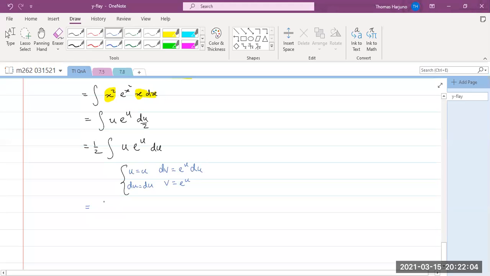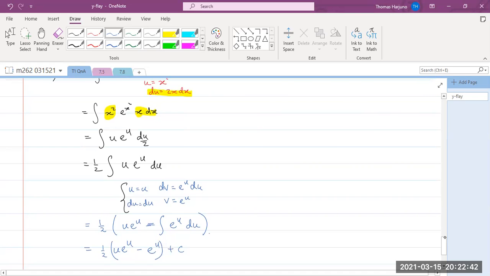Yeah. Okay, and then this is 1/2 u e to the u minus integral of phi du. So minus phi du, so e to the u du. And then you substitute. Now, I saw some people use this notation, another abusive notation.